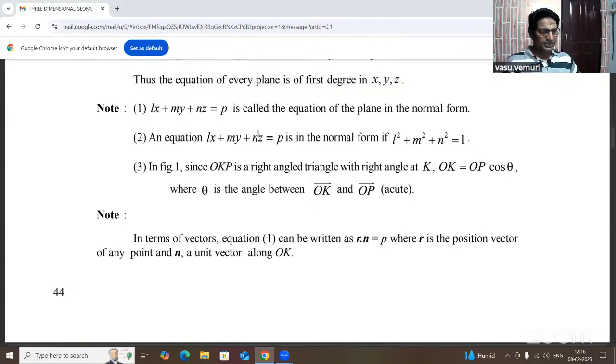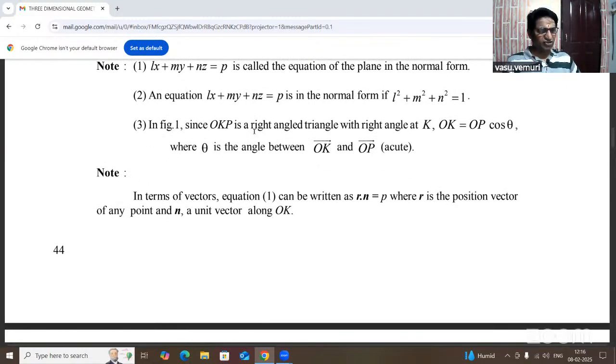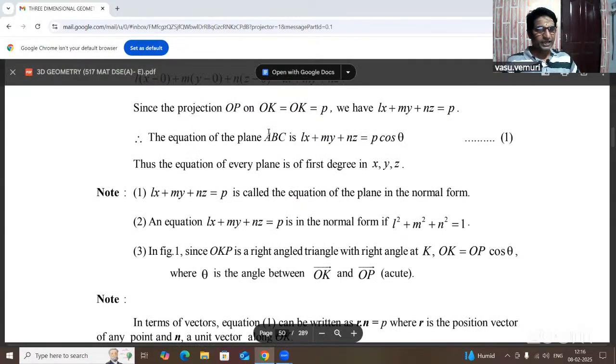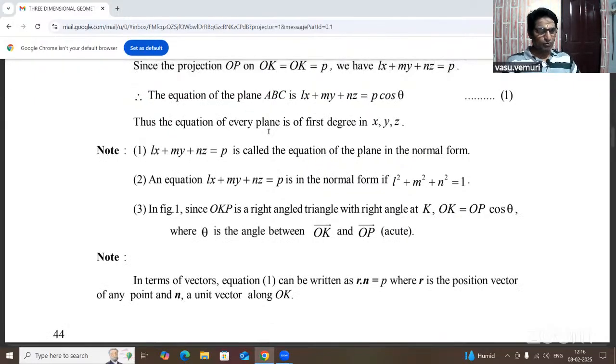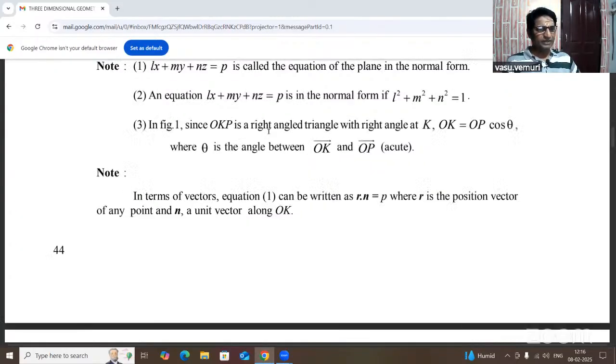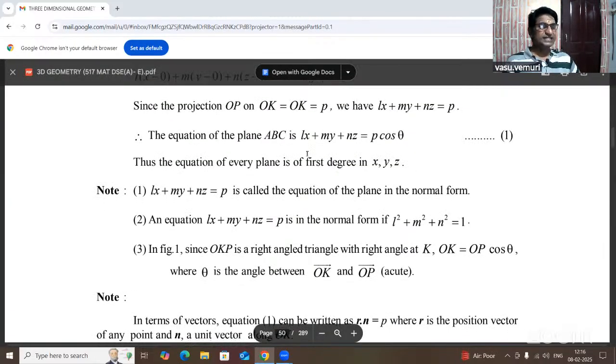Now in this figure, OKB is a right angle triangle with the right angle at K, and OK equals OP cos theta. That's why we take Lx plus My plus Nz equal to p cos theta. OK has a value equivalent to OP cos theta, so that value is small p cos theta. What is theta? It is the angle shown in the figure between OK and OP. That is the acute angle.